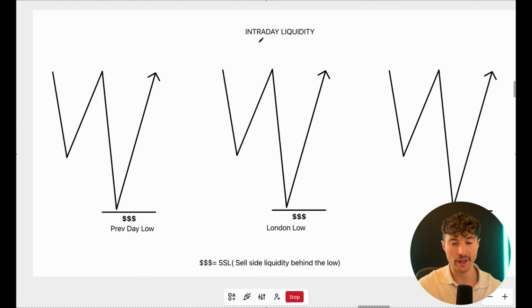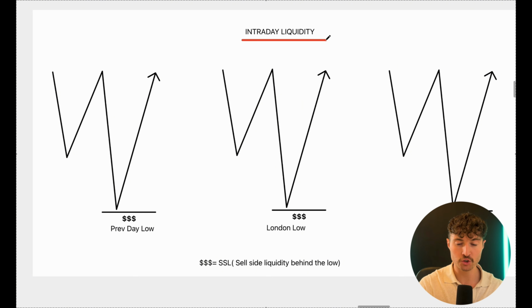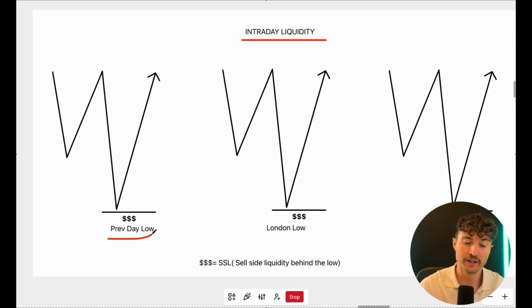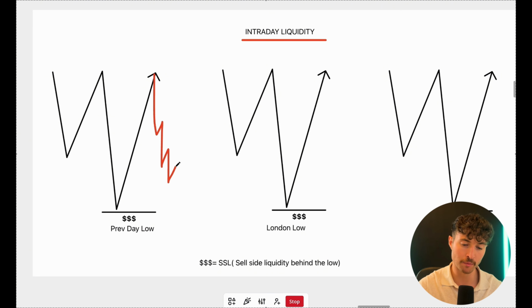So this is what we call intraday liquidity. As we know in the framework, we are trading based on the 15-minute time frame, and so we are trading on an intraday basis. So the first way to mechanically identify intraday liquidity that institutions could use to fill their orders is the previous day's low. So what you're going to be looking for is for price to trade down. Let's say that you have a long bias on this market. You're looking for price to come down and liquidate below the previous day's low.